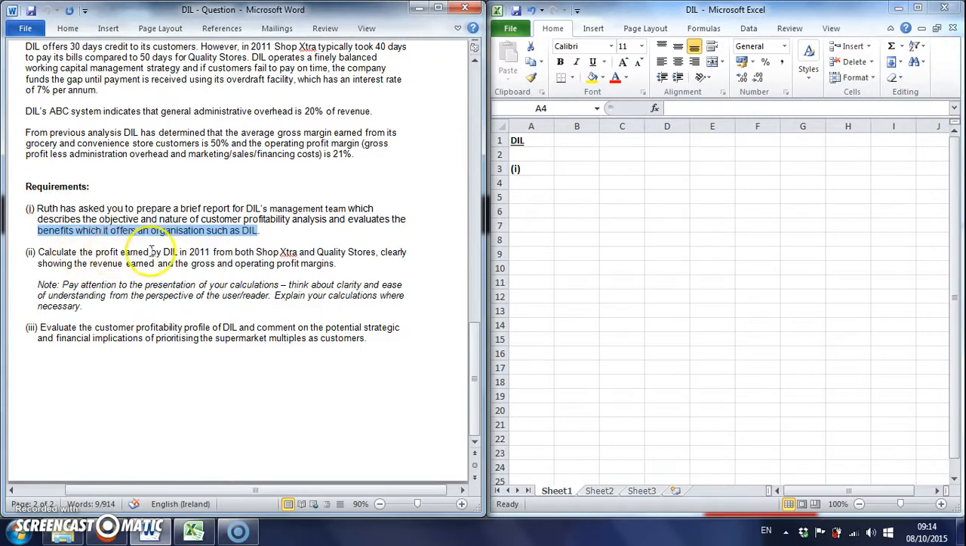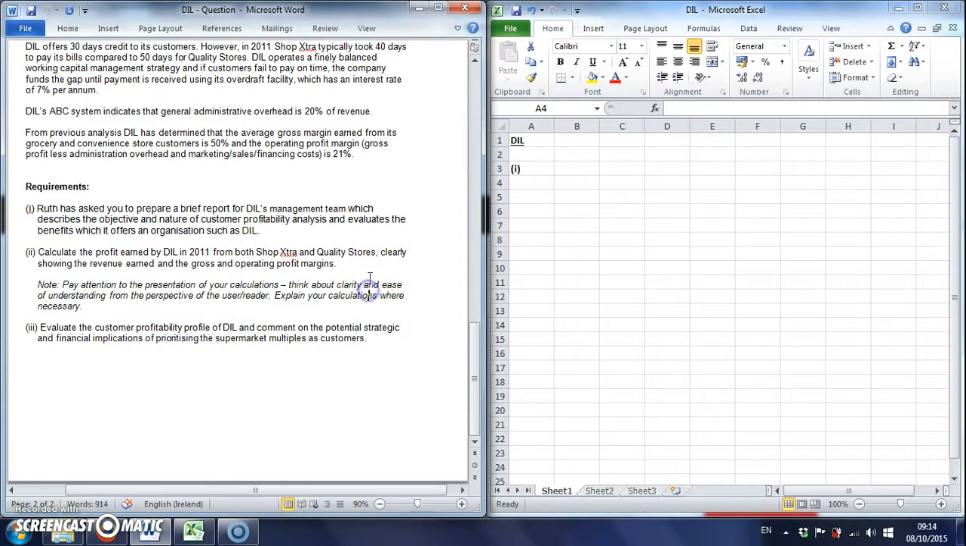Next one is calculate the profit earned by DIL from both Shop Extra and quality stores. So clearly showing revenue earned and gross and operating profit margins. So that concept of margin is here again. And finally then evaluate the customer profitability profile and comment. So this is really the calculations, and this is then your strategic comments.